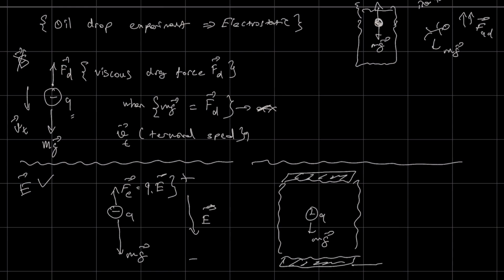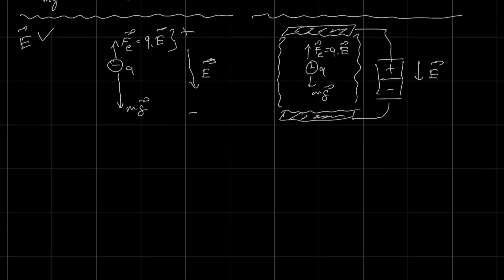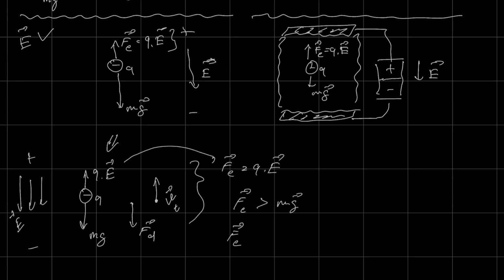Here's where it gets particularly interesting. The mass of the particle is extremely small, meaning the electric force can easily exceed the gravitational force. As a result, the particle does not simply fall downward. It is lifted upward by the electric field. The viscous drag continues to exert a counterforce, but eventually, a new upward terminal velocity is established.